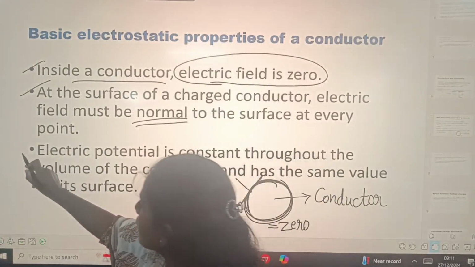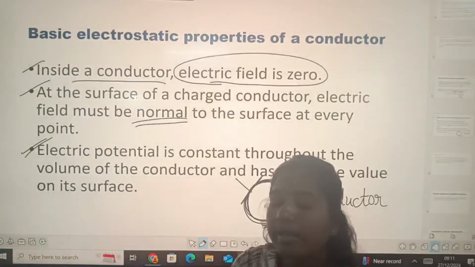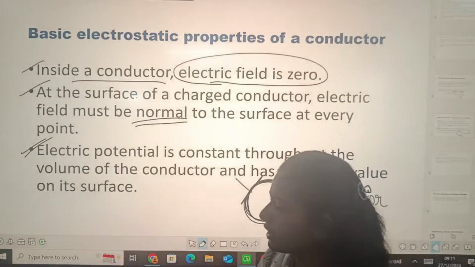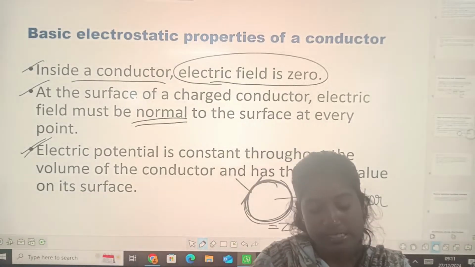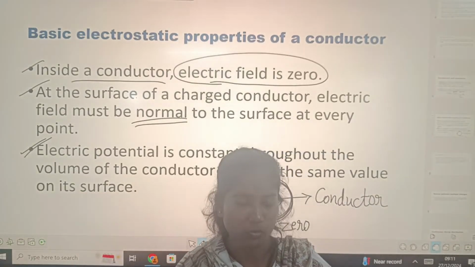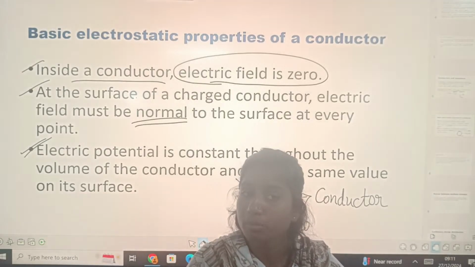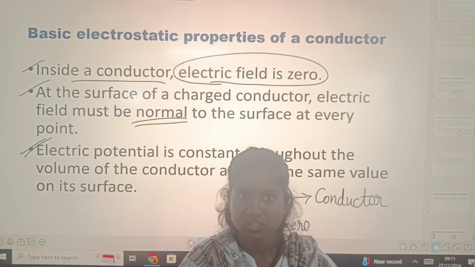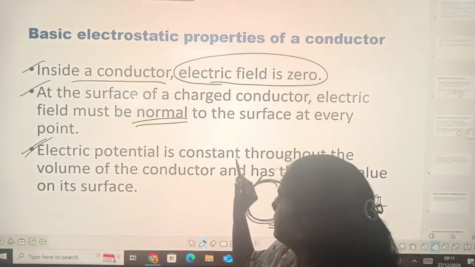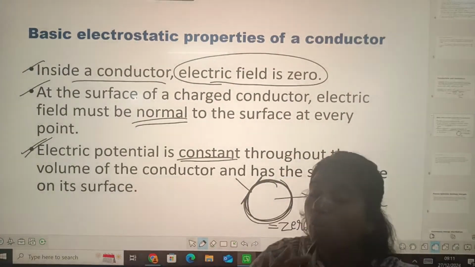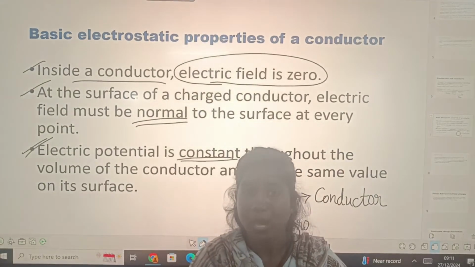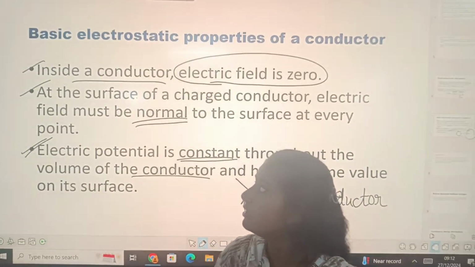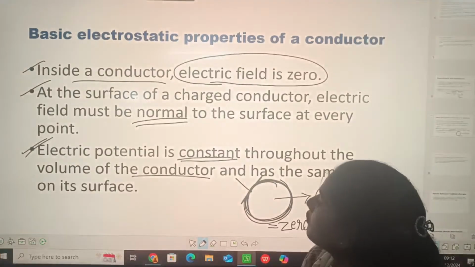Next, we come to the electric potential. Electric potential is constant throughout the volume of the conductor. See, inside the conductor, the electric field is 0. At the surface, the electric field is normal to the surface of the conductor, while the electric potential is constant throughout the volume of the conductor. These are some of the basic electrostatic properties of a conductor.